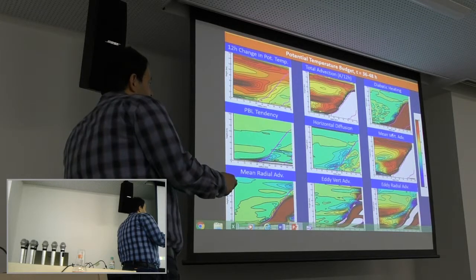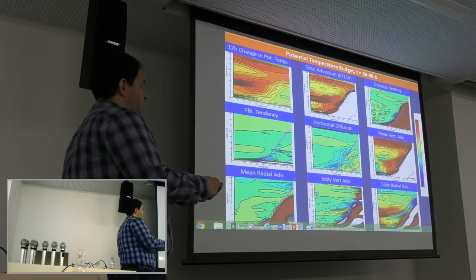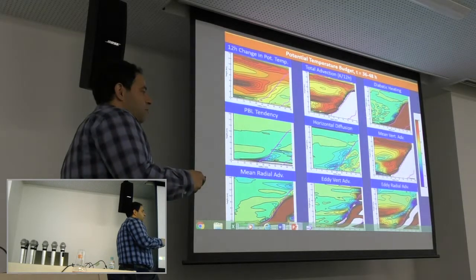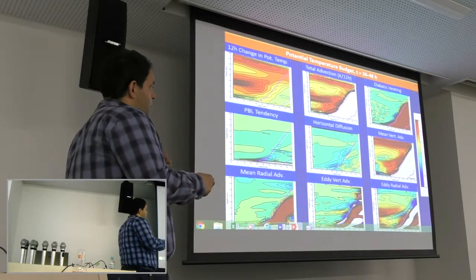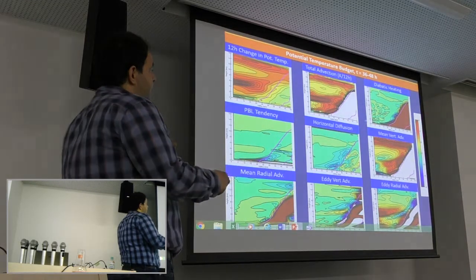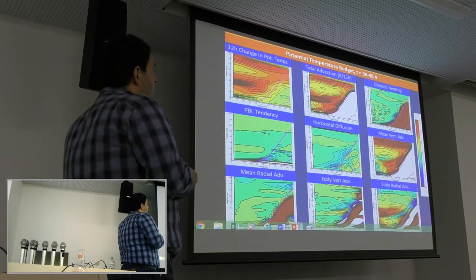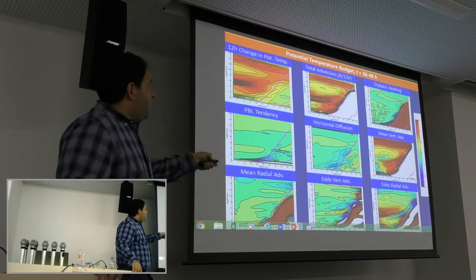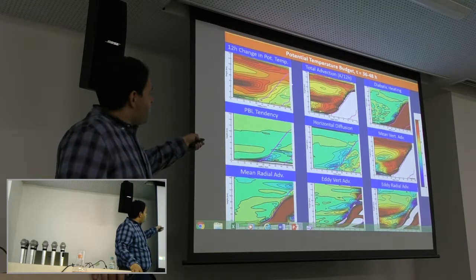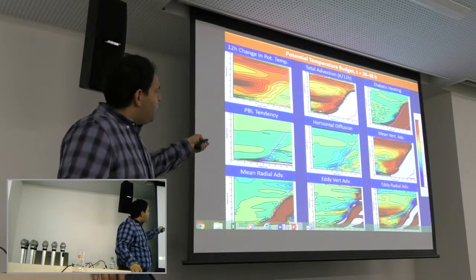Diabatic heating is very large in the eye. It's offset by the vertical advection of potential temperature, which is a negative tendency in the eyewall. And so these largely cancel, and so we get warming in the eyewall, but it's weak.